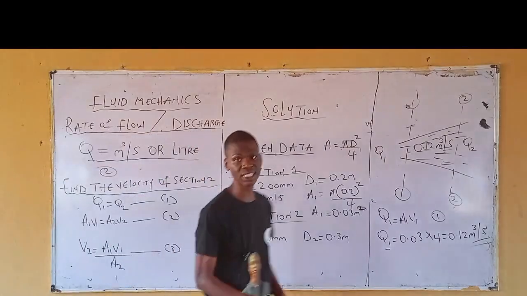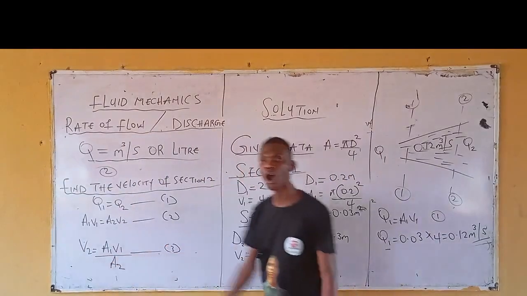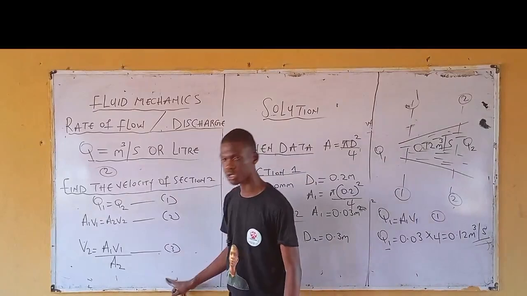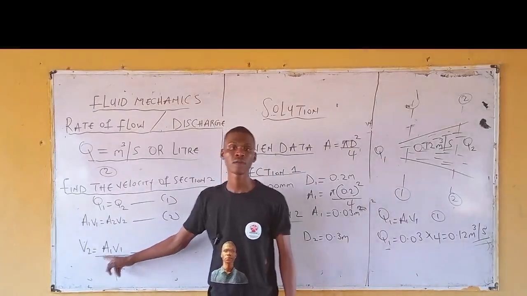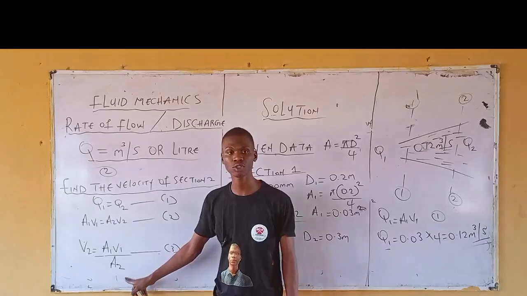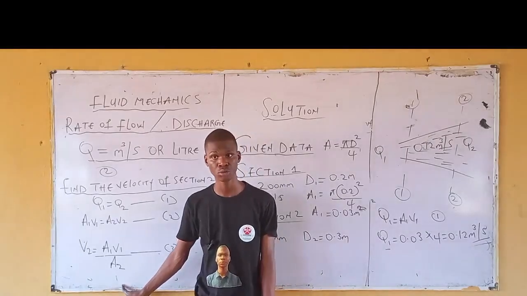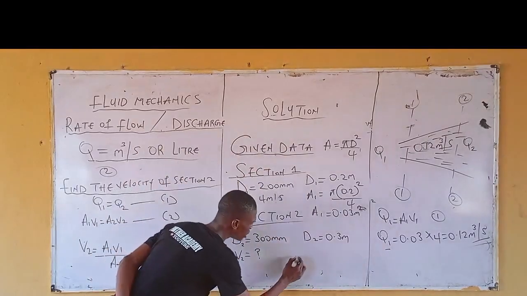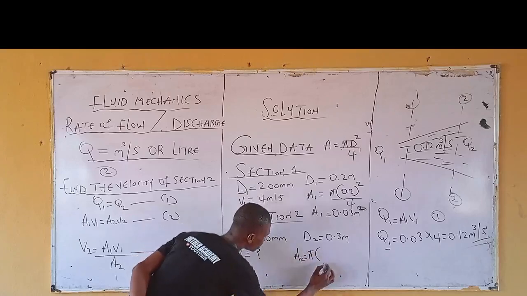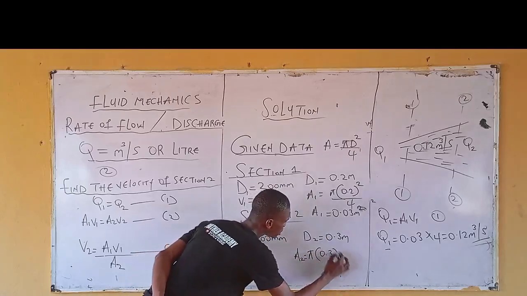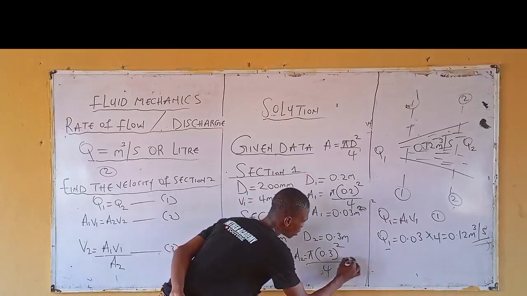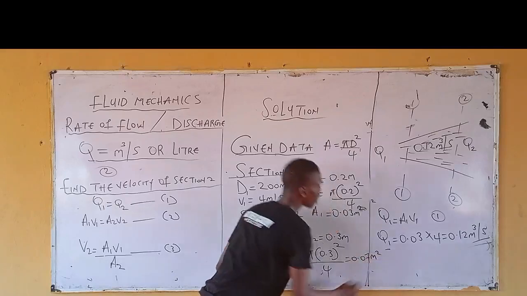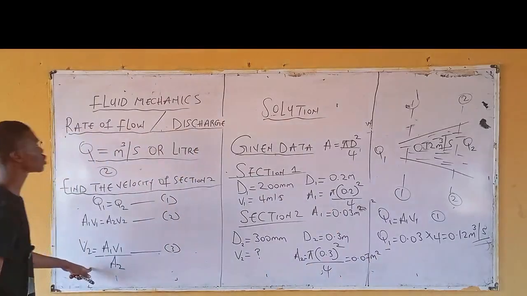All this means is that to get your velocity of section 2, use equation 3. But in this equation 3, we already know area 1 and velocity 1. What about area 2? Have we calculated area 2? No. So let's solve area 2. Using the same formula, area 2 is equal to pi all into brackets, what's your diameter? 0.3 squared, divided by 4. What's the answer? 0.07 meter square.